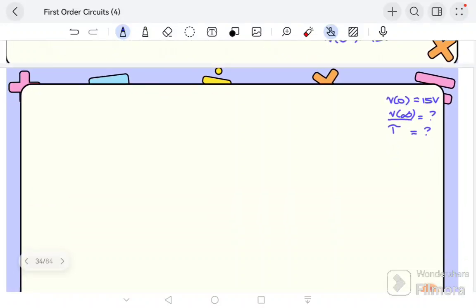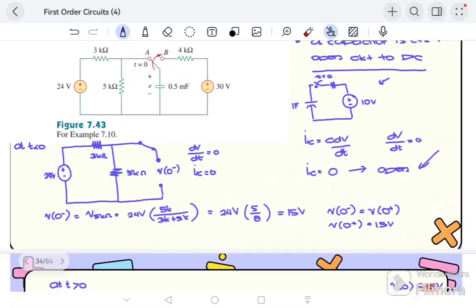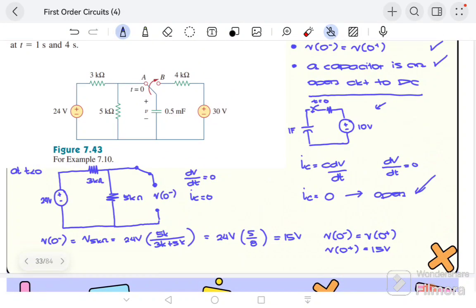So, where do we get tau? We get tau at t greater than 0. So, you draw your circuit at t greater than 0. Take note, the circuit at t greater than 0 has its switch in position B, and this one is open, meaning the circuit at t greater than 0 is just this, then this side, which is the right side.